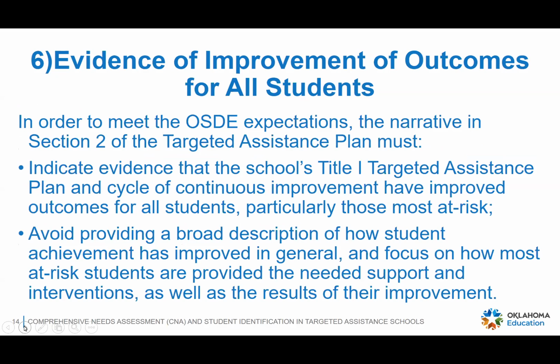In order to meet OSDE expectations, the narrative in Section 2 of the Targeted Assistance Plan must also indicate evidence that the school's Title I Targeted Assistance Plan and cycle of continuous improvement have improved outcomes for all students, particularly those most at risk. It must avoid providing a broad description of how student achievement has improved in general, and be more specific and focused on how most at-risk students are provided the needed support and interventions, as well as the results of their improvement.